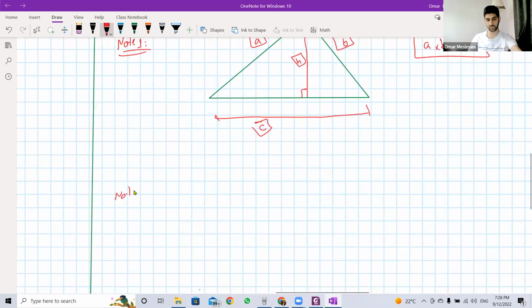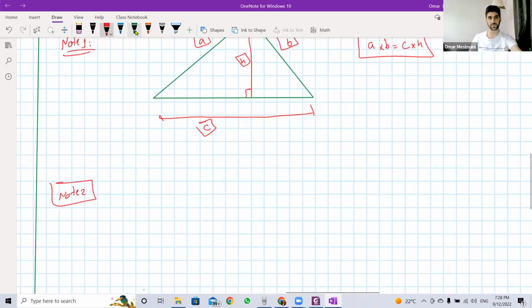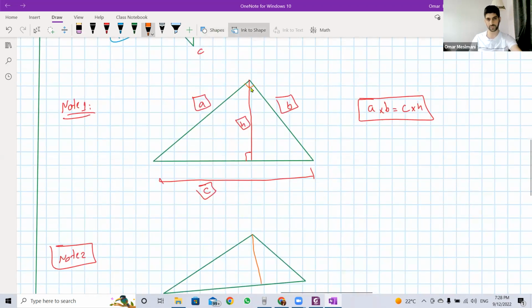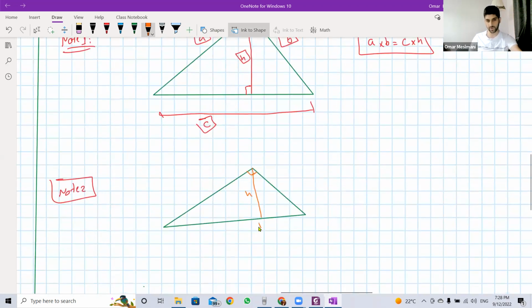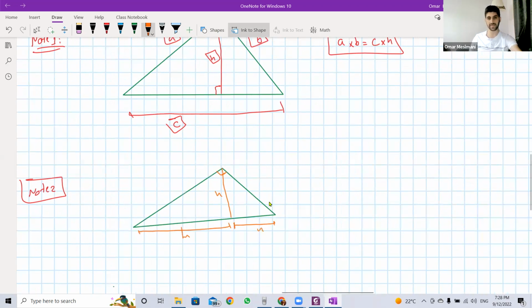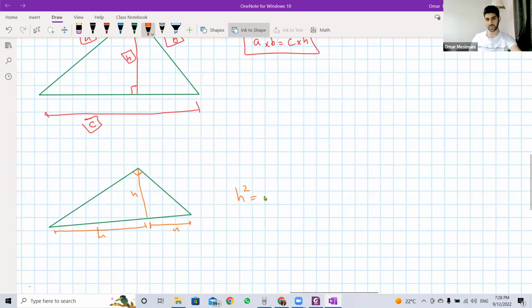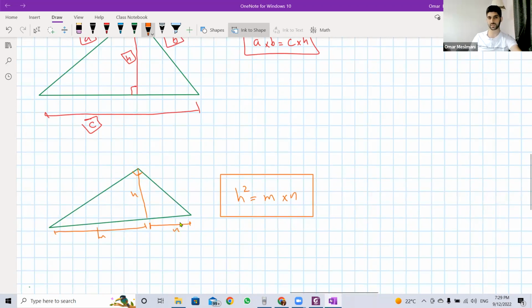Note number 2 is this. Again, if you have a right angle triangle and you have a height, so I'm sure that the right angle is here. All right, so this is H. Now, this part I'm going to call M, and this part I'm going to call N. Then the rule says H squared equals M multiplied by N. Memorize this formula too.